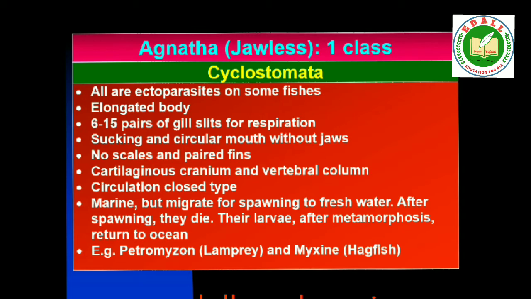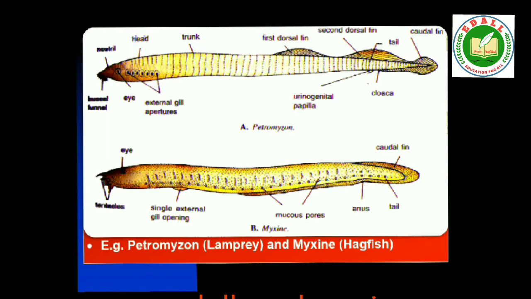After spawning, within a few days, they die. Their larvae, after metamorphosis, return to the ocean. Examples are Petromyzon, also called lamprey, and Myxine, also called hagfish.